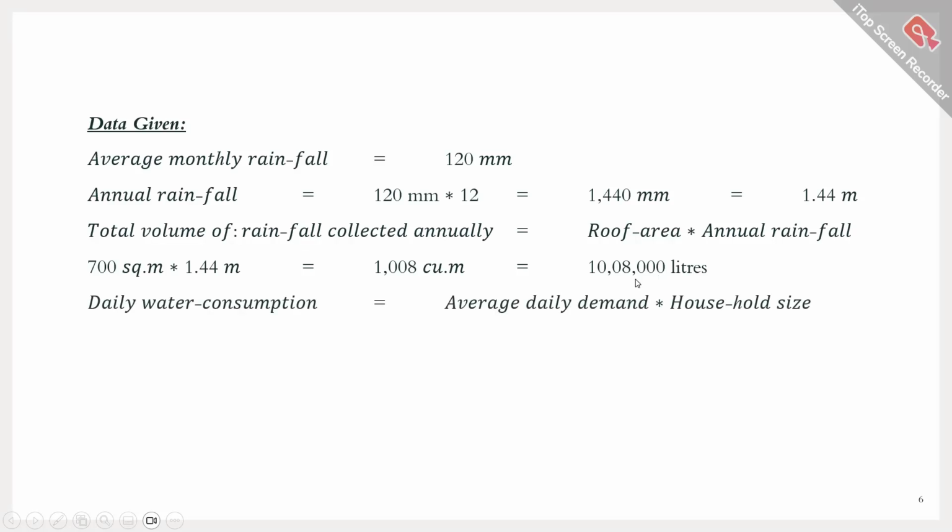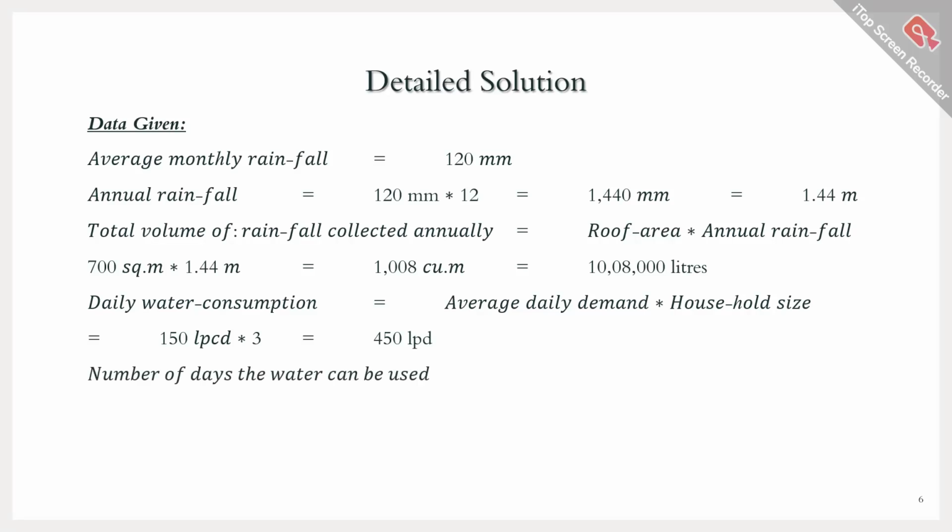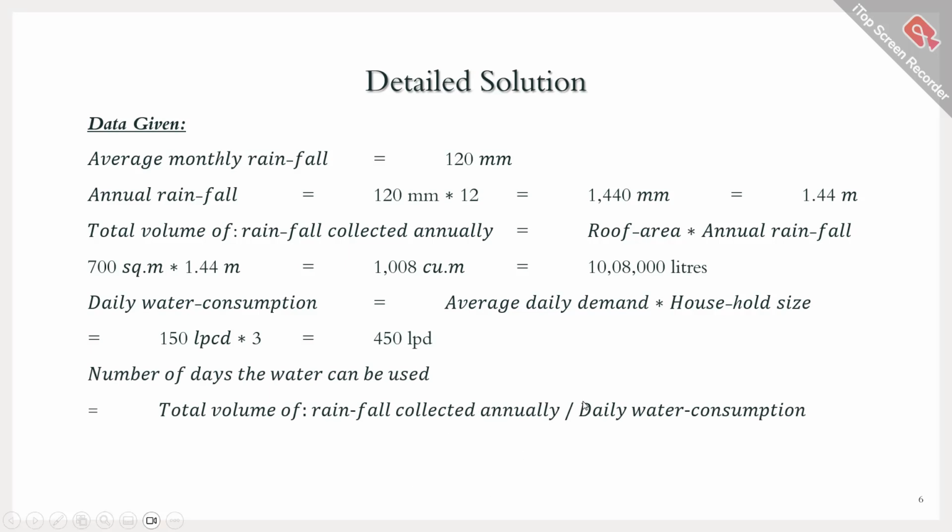Now daily water consumption will be equal to average daily demand into household size. That means 150 LPCD into 3. That means 450 LPD, liters per day. The detailed solution: number of days the water can be used will be equal to total volume of the rainfall collected annually divided by daily water consumption. So total volume of rainfall collected annually we have calculated as 10 lakhs and 8000 liters, that we have put in the numerator, divided by 450 LPD that we have put in the denominator, that is the daily water consumption. Okay. Now, which is equal to 2240 days, which is more than 6 years.